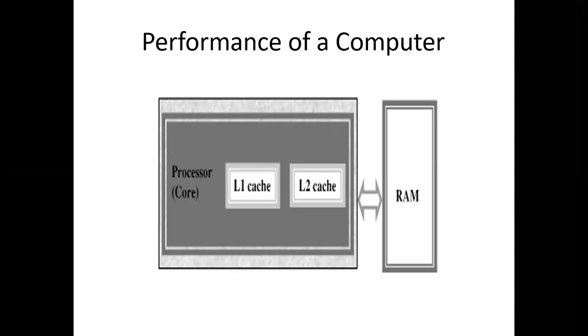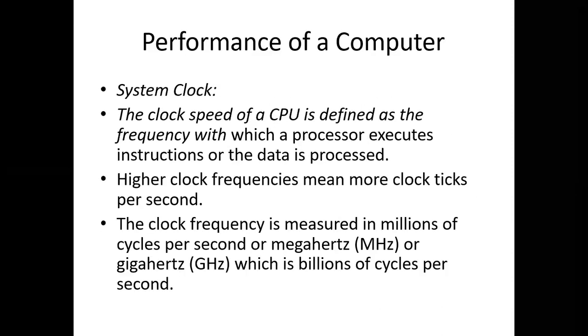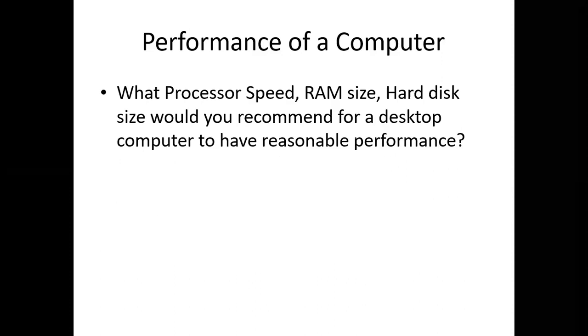Now, the last thing I'll talk about is the performance of a computer. What affects the performance of a computer? The performance of a computer is affected by a number of things, like the size of the register, the size of the RAM, and the size of the bus. Those components affect the performance of the computer. How they affect it, I'll leave you to do a bit of research. For example, how does the size of the bus affect the performance of the computer? How does the size of the register affect the performance of the computer? This I'll leave up to you to look at.